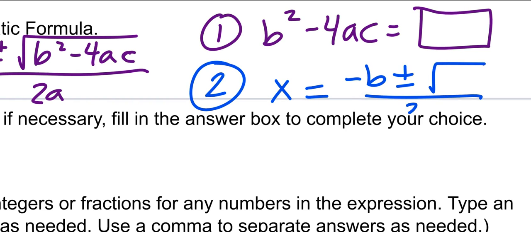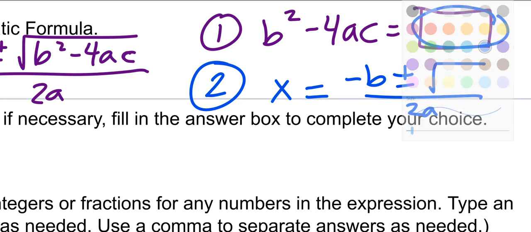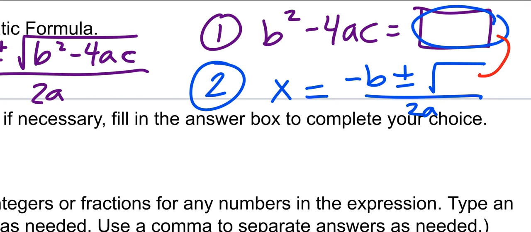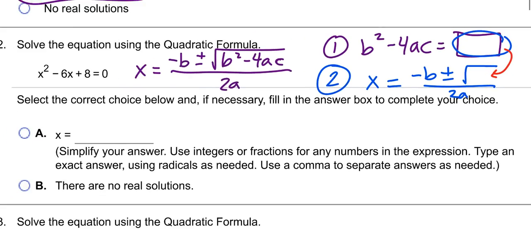Now, where is this value that you found in step number 1 going to go inside my step number 2? It's going to go under the radical. So we're going to find the part that's under the radical first, and then we're going to plug it into the rest. It's much more manageable if you do it in 2 steps than if you try to do this all at one time.